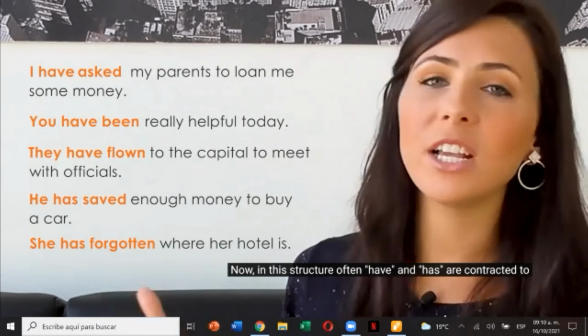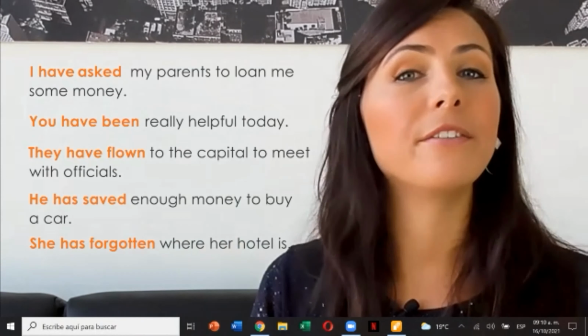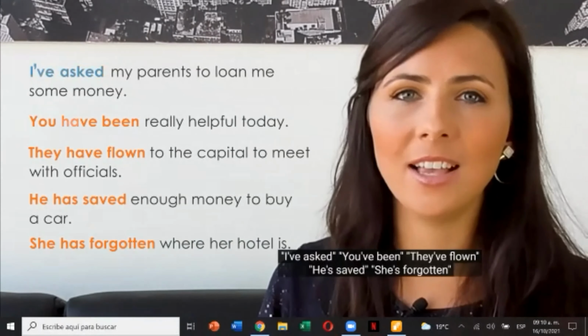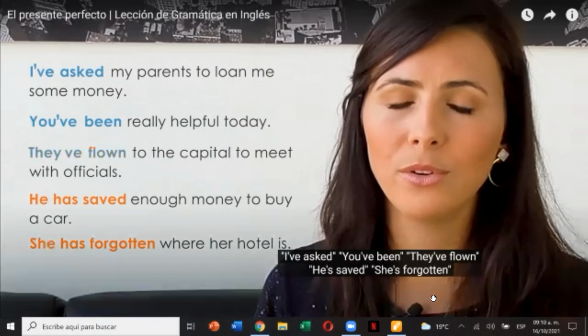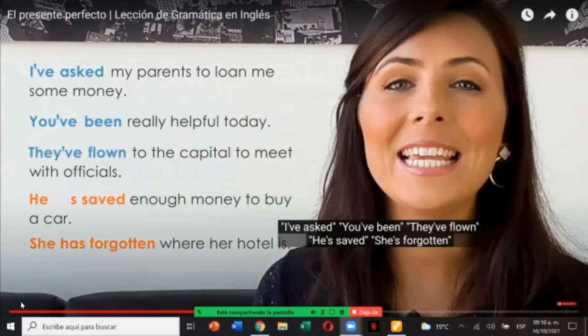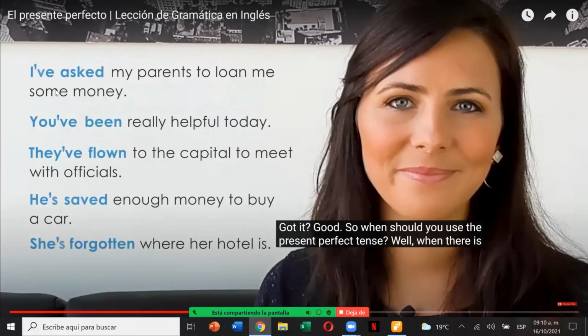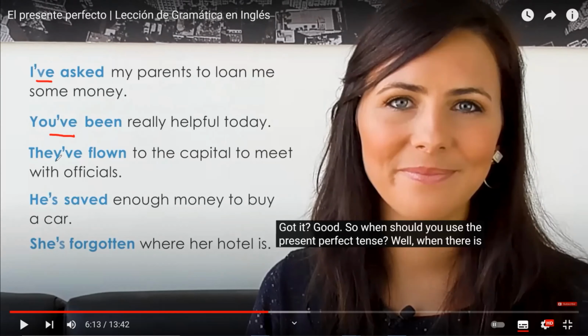Now, in this structure, often have and has are contracted to 've and 's. I've asked, you've been, they've flown, he's saved, she's forgotten. Got it? Okay, just to stop here a bit, just to complement what she said, it's much better if you use the contracted form, especially in spoken English.